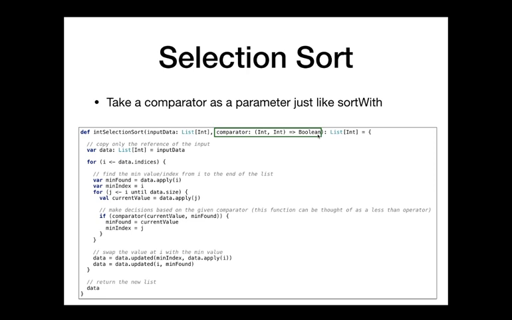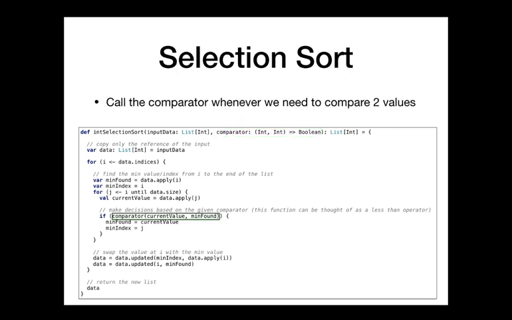I'm just going to use that comparator that I'm given at runtime whenever I need to compare two values. So there's only one spot in this code where I'm comparing two values, and I'm going to call this comparator just like a method call.